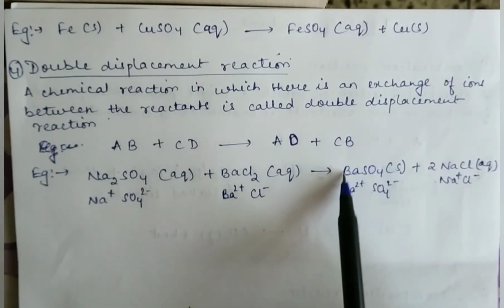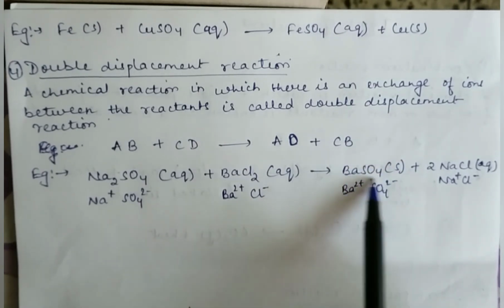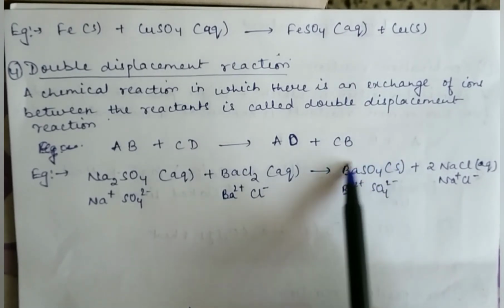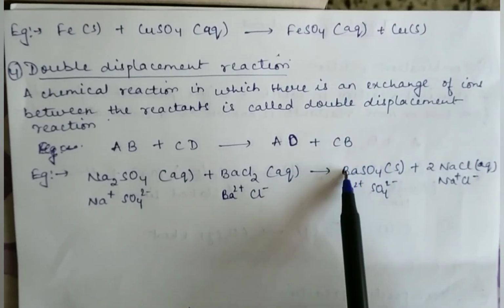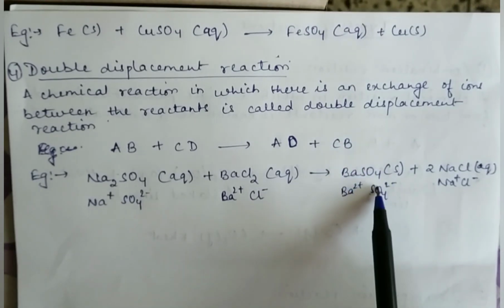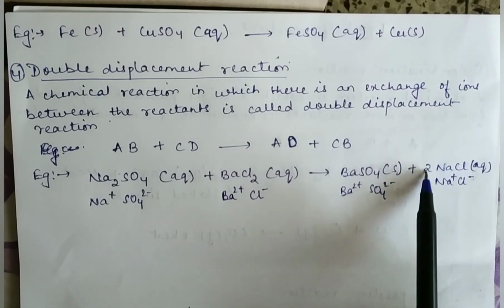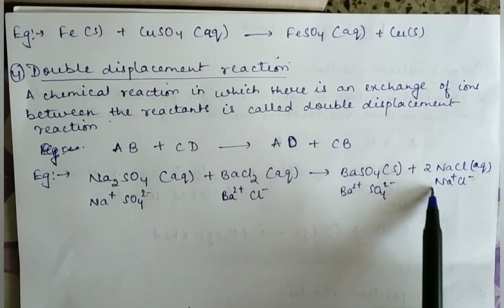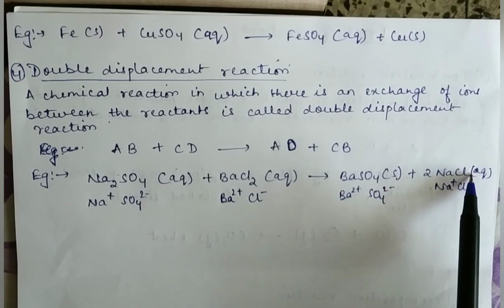One is barium sulfate, which is solid. So if it is solid, that means it is not soluble in water, it is insoluble in water. So therefore it forms a precipitate, an insoluble residue which settles down at the bottom of the container, and in the liquid there is sodium chloride present. Since sodium chloride is soluble in water, we get aqueous sodium chloride.